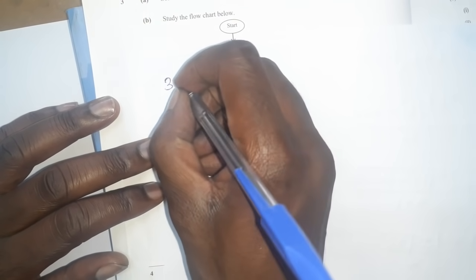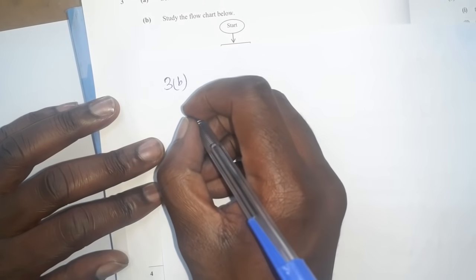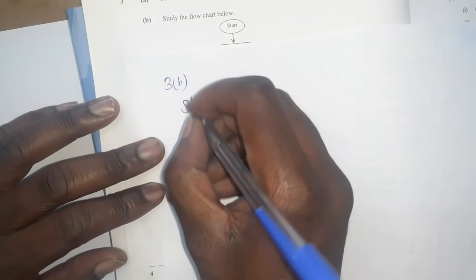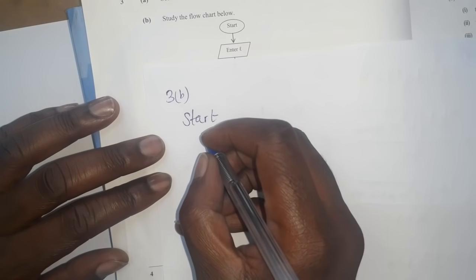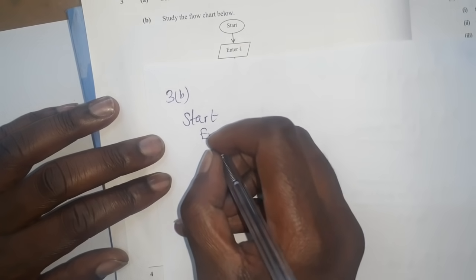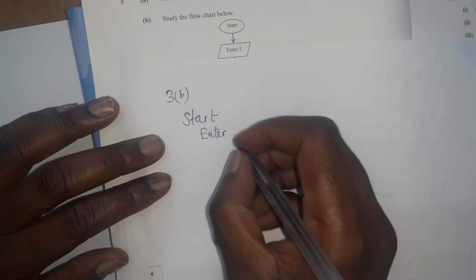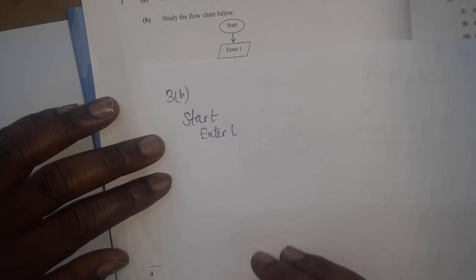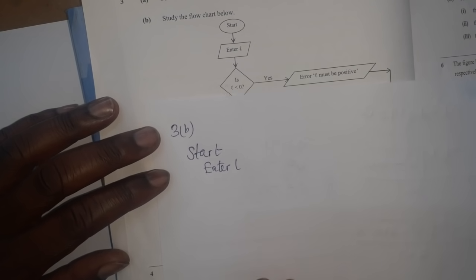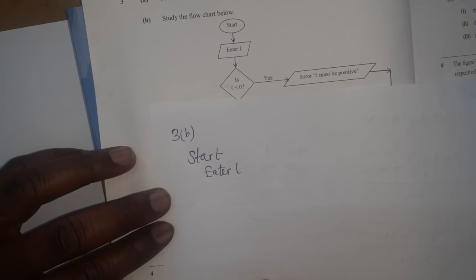So we have 3b. How do we write it? You start with this word here. Start. What is the next one? Enter L. Enter L, isn't it? So we are going to say enter. What do we have there? L or length. I think that is the length there. That is the length, so we can leave it at that point. Then we go to the next one.